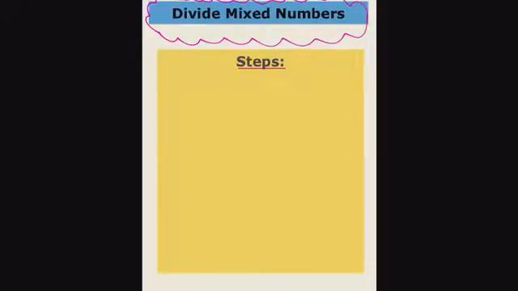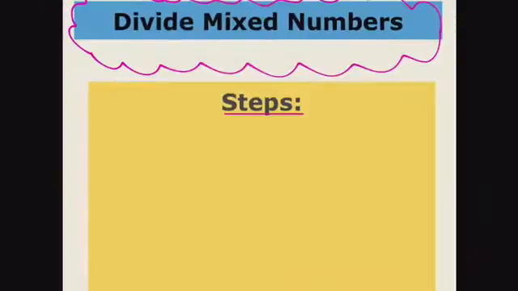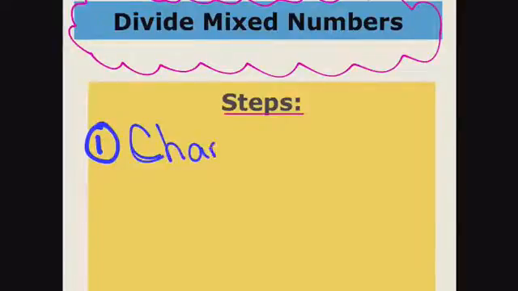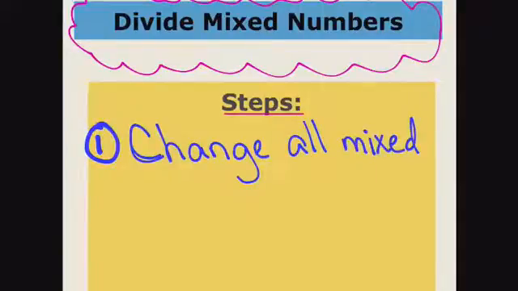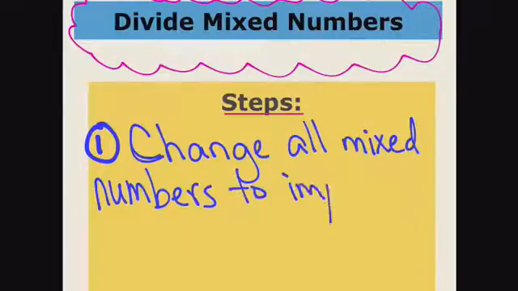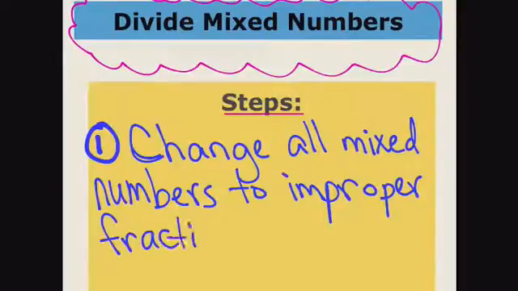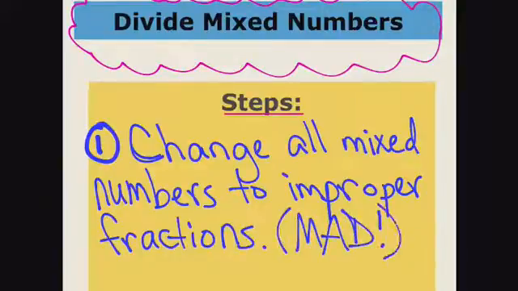Okay, when we're dividing mixed numbers, we have a couple steps we need to follow, and they're pretty similar to the steps you've already learned. Step 1 is to change all mixed numbers to improper fractions. And remember, we're going to use MAD, multiply add denominator, to help us with those steps.